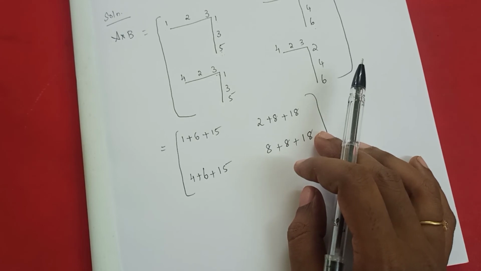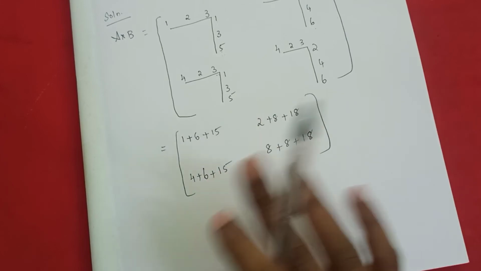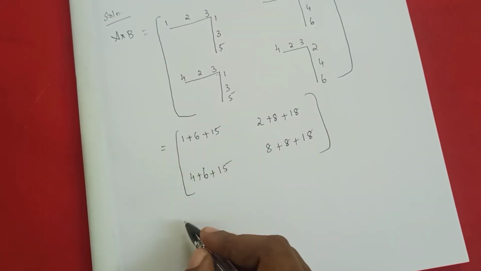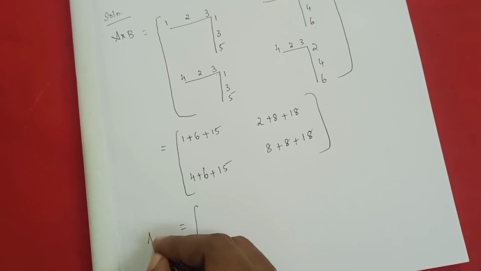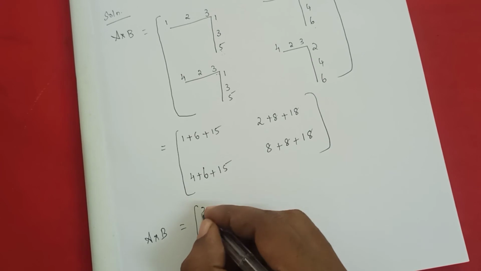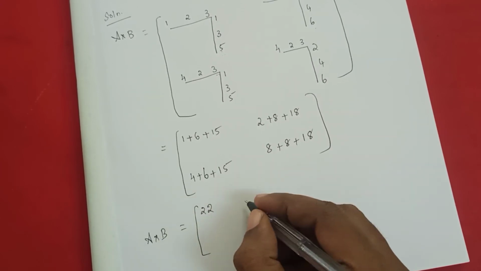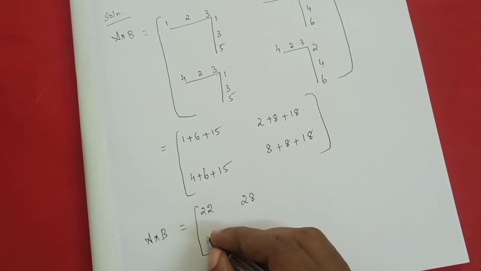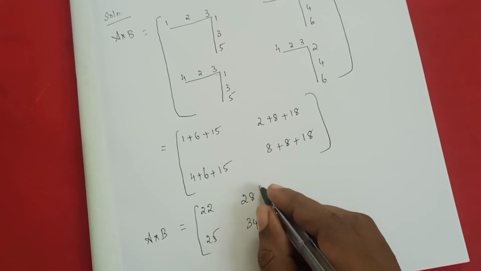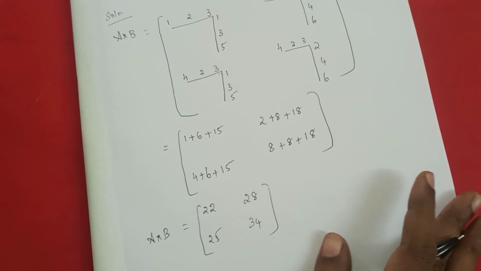You may not know how to multiply two matrices yet. When you are thorough, you can avoid this step and use it directly. Until then, practice this. Okay, then you add it. Add it and you will get the answer for A cross B. Add it: 22, then 28, 15 plus 10, 25, 18 plus 60, 30. This is the answer for A cross B.